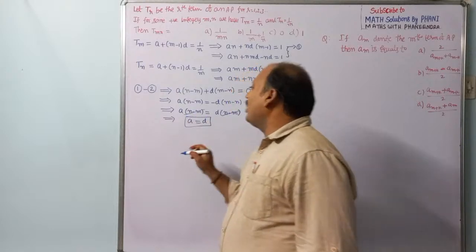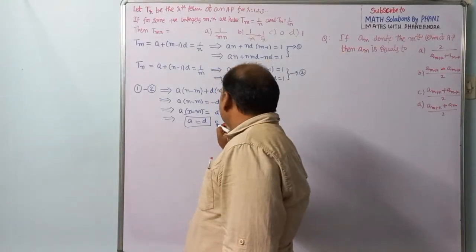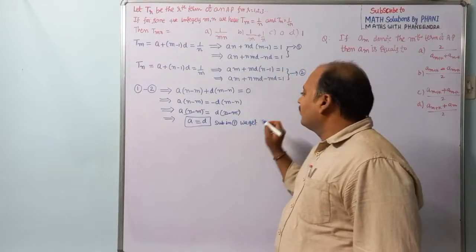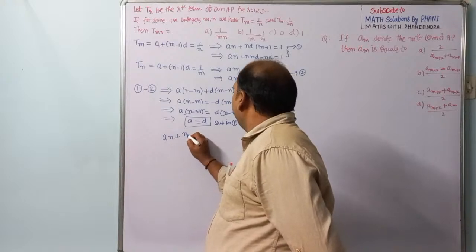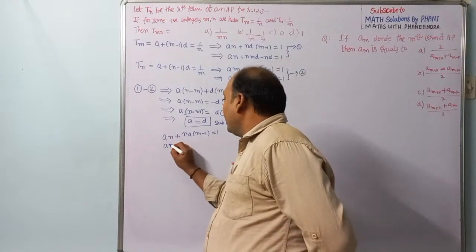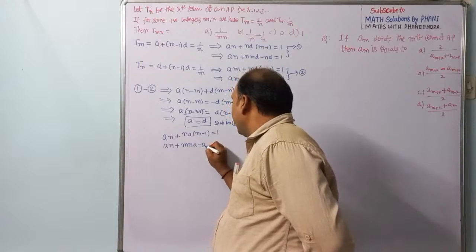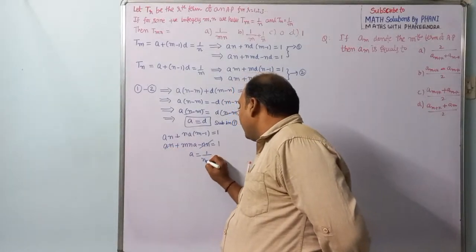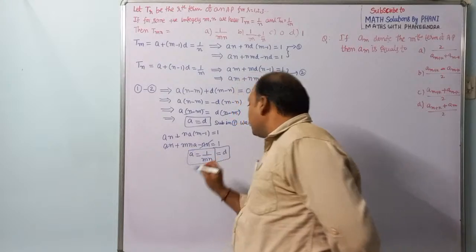So either the a value or d value, how it comes is a equal to d. Substitute in equation 1. Substitute in 1, we get an plus na into m minus 1 equal to 1, an plus mna minus an equal to 1. These two will be cancelled. So a equal to 1 by mn. A value and d value are also equal, dear students.